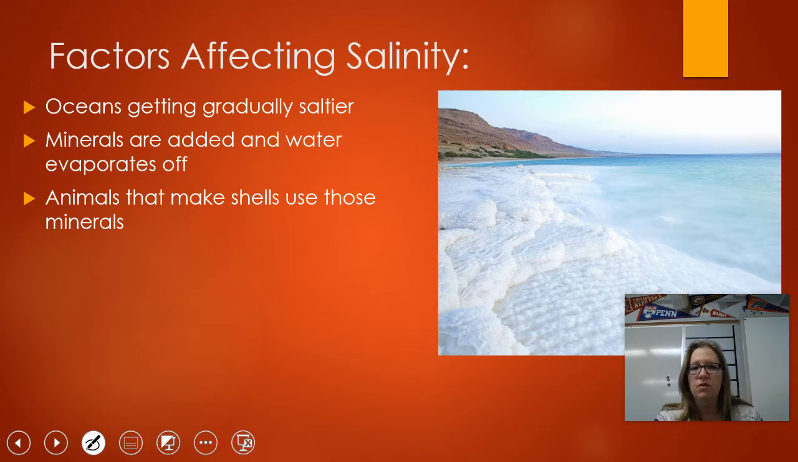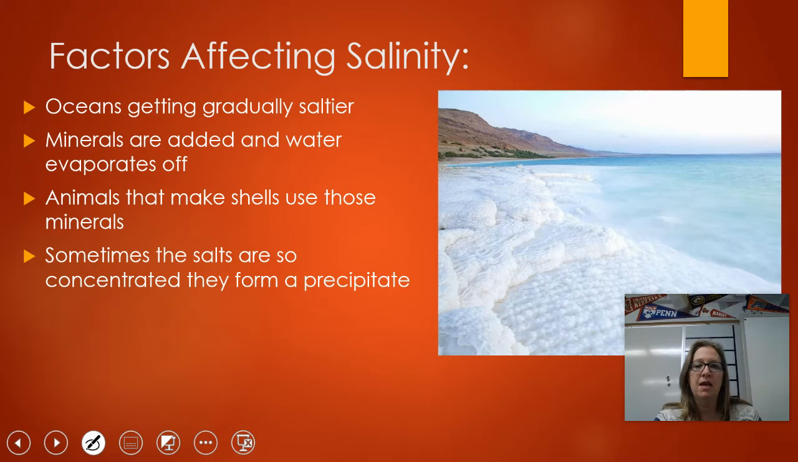Those minerals are useful. A lot of animals use them to make their shells, and so the coral that we talked about in the previous section pull some of those salts out. Seashells are made of calcium and a mixture of those minerals.